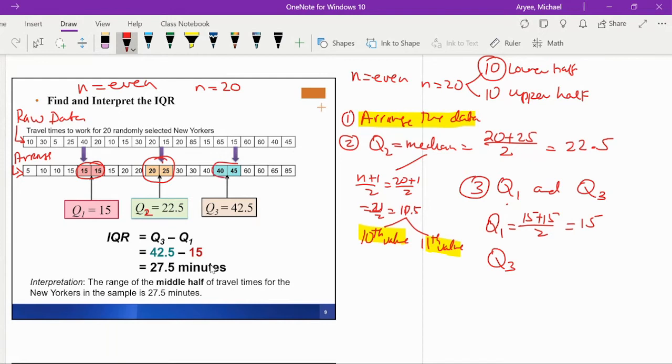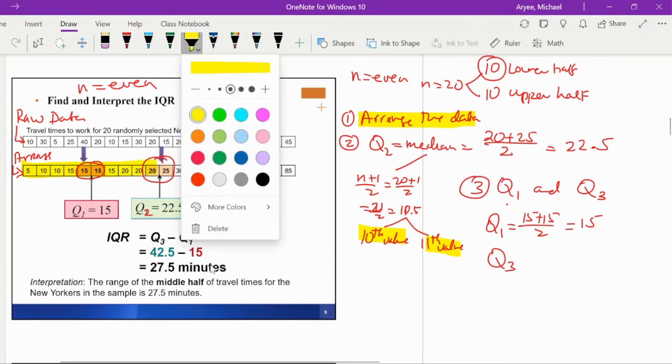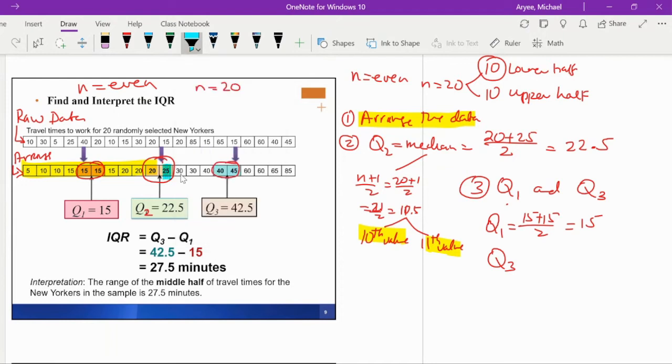Now Q3 will be the same. Remember that this side is the lower half, and the other side is the upper half. So when you're looking at the upper half, Q3 is going to be 40 plus 45 over 2. That gives you 85 over 2, and that will be 42.5.